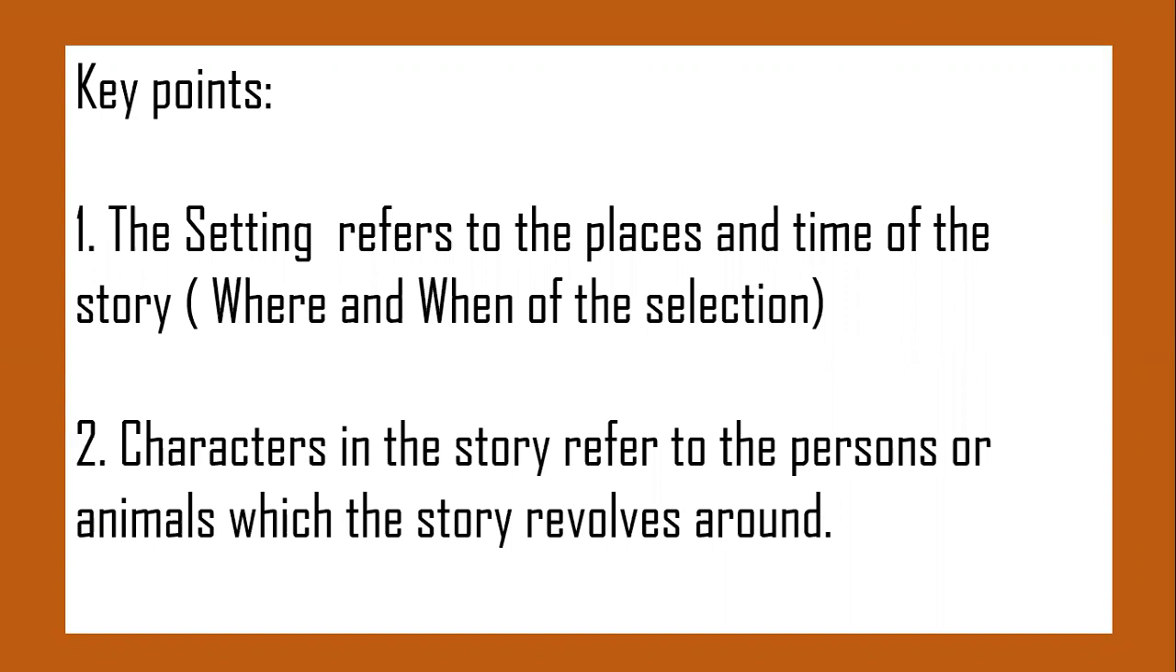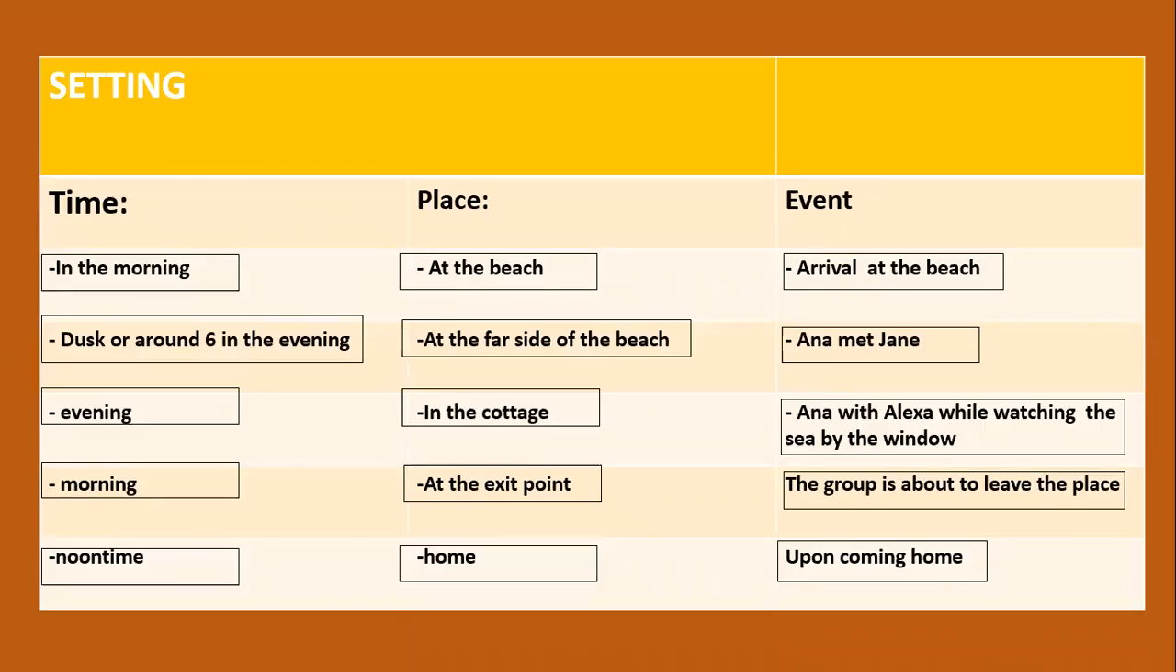Number two, characters. This refers to the persons or animals which the story revolves around. Ang mga tao or ang animals na diin appeal sa atong istorya. So, let's try to analyze our story. Let's try to see the time, the place, and the event.